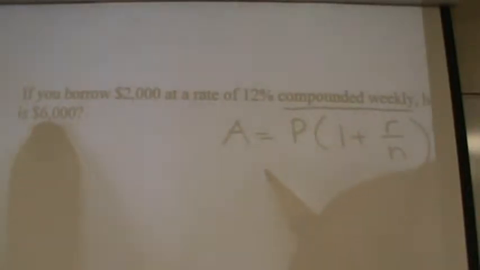So what's the formula that we use with compounding monthly, quarterly, weekly, annually? Do you remember this formula? A equals P times 1 plus R over N to the N times T power. That's the formula. So now let's put in all of the stuff we know. You're going to borrow $2,000 and we want to end up with $6,000. So where does the $6,000 and the $2,000 go?